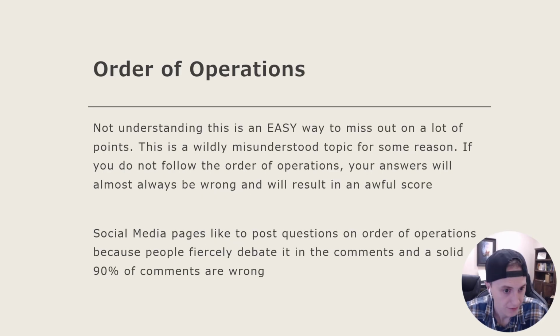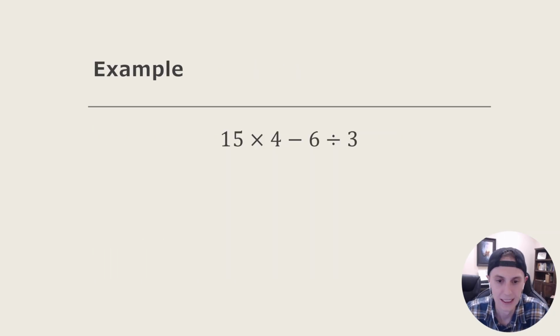So order of operations, I've already kind of said this, but I'm going to say it again. Not understanding this is an easy way to miss out on a lot of points. This is a wildly misunderstood topic for some reason. If you do not follow the order of operations, your answer will almost always be wrong and will result in an awful score. And good proof of this is social media pages like to post questions on order of operations all the time because people will fiercely debate it in the comments section, and a solid 90% of the comments are wildly wrong.